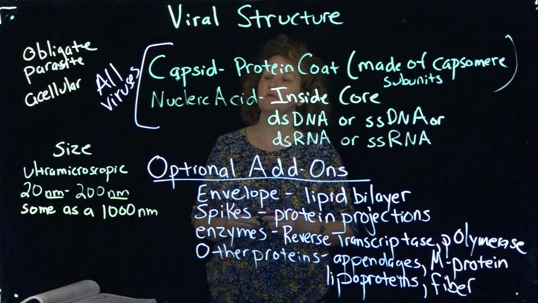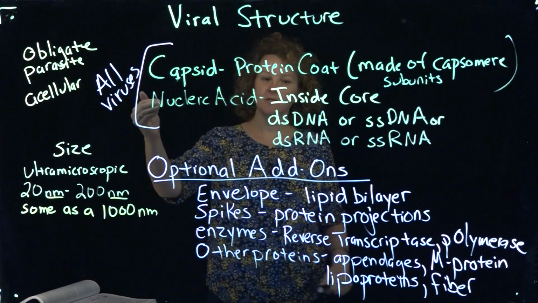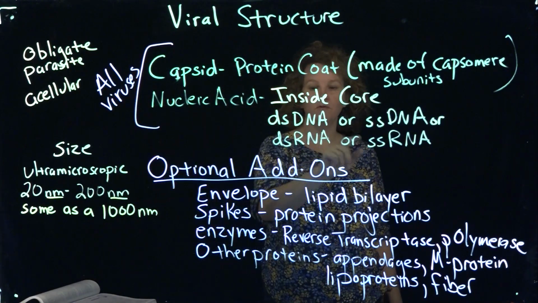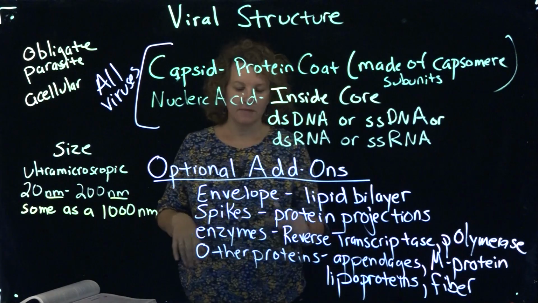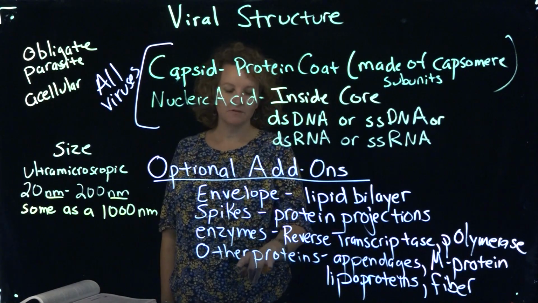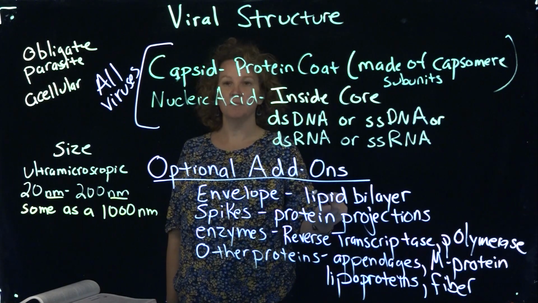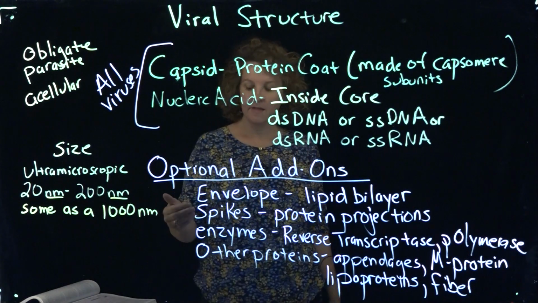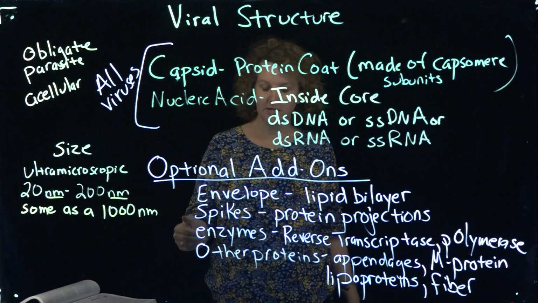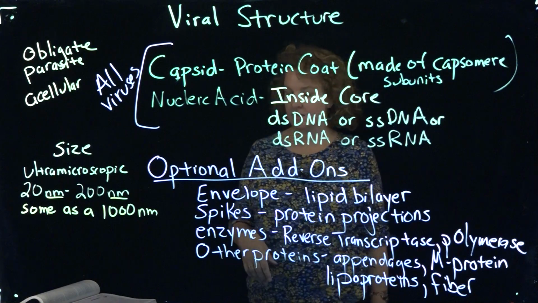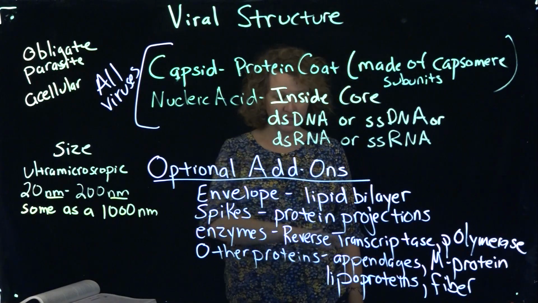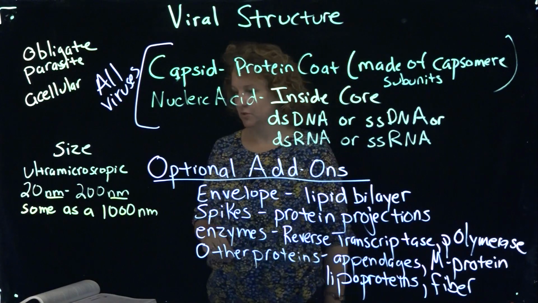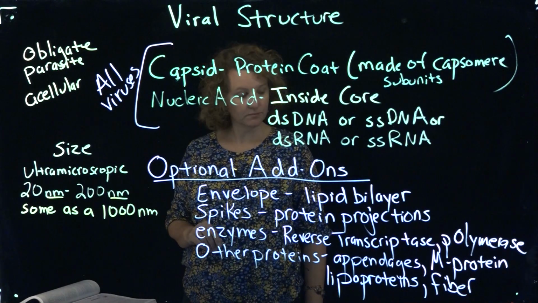So quickly to review, all viruses have a capsid and some type of nucleic acid. It's one of four types, not a combination. And then there are some viruses that have additional molecules, so they may have a lipid bilayer they take from the host. And then they may synthesize other proteins and enzymes, including spikes, specialized enzymes, and then some protective or structural type proteins as well.